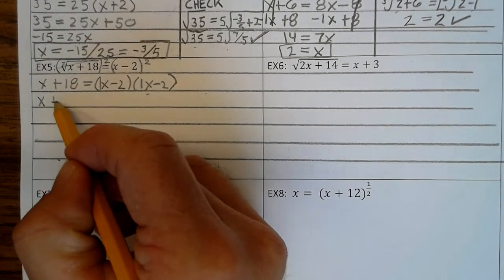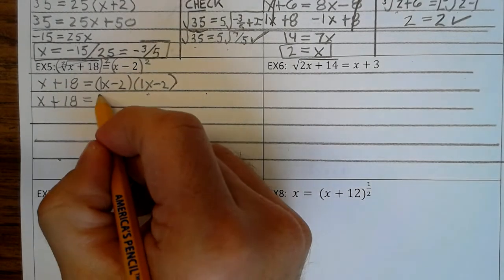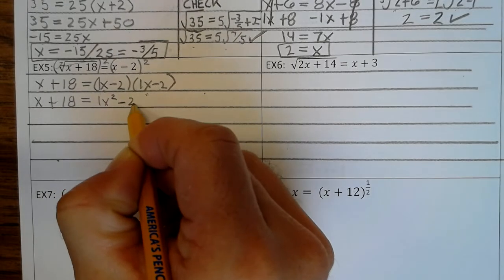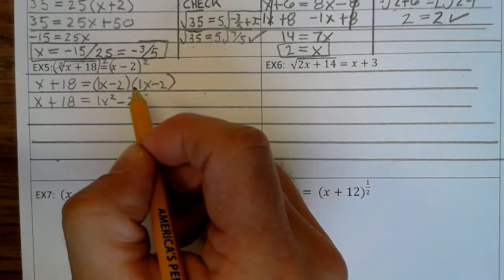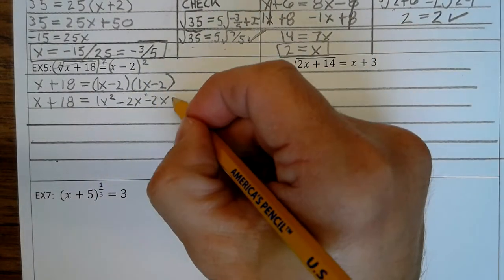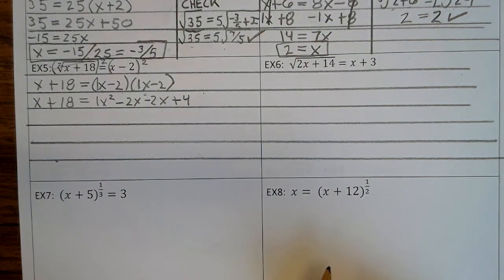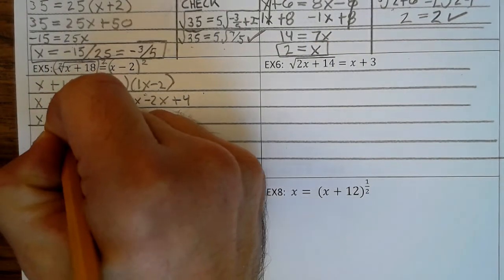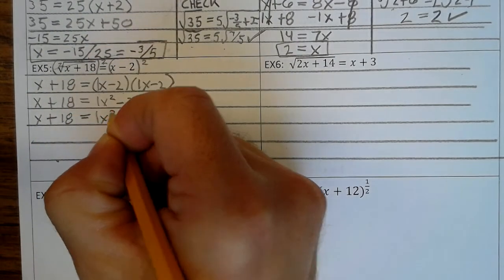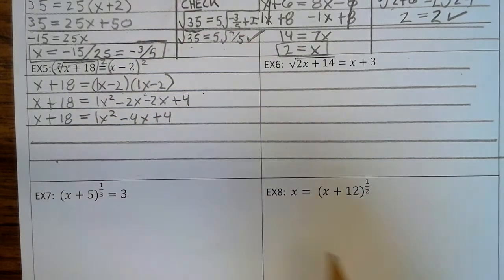So that's x plus 18 equals 1x times 1x is 1x squared. 1x times negative 2 is negative 2x. Negative 2 times x is negative 2x. Negative 2 times negative 2 is a positive 4. So then you get x plus 18 equals 1x squared minus 4x plus 4.